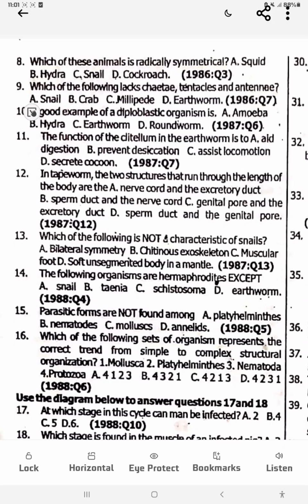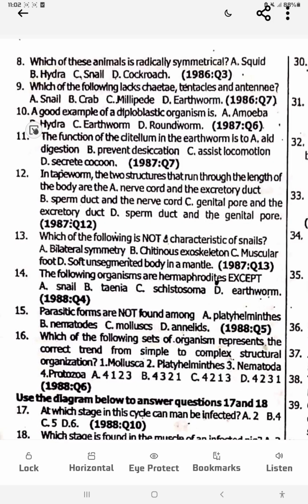Number 10, we say it is crab. This one has chitin, earthworm has chitin, this one has tentacles, millipede and centipede we talked about those ones. They have antenna. So crab does not have any of them.